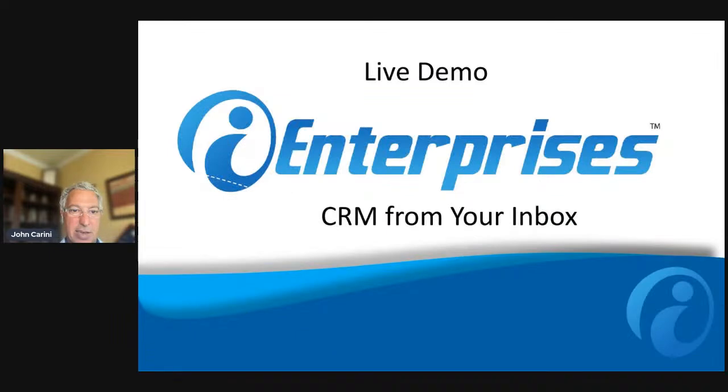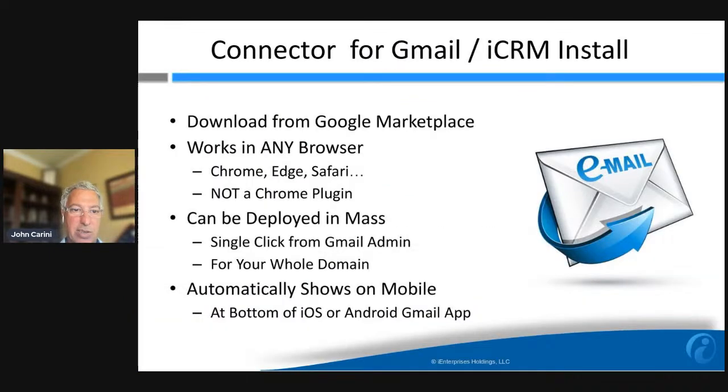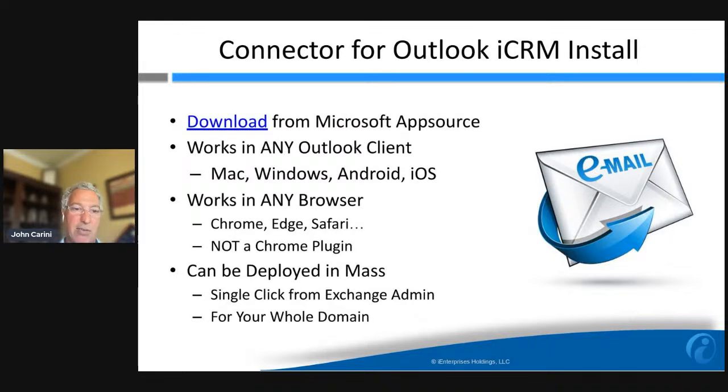So let's just go through the install stuff. Again, to install the Gmail or iCRM connector, you just go to the Google Marketplace, the plus sign at the bottom right, you search for Salesforce connector or iCRM, install it, and it just kind of works. You can deploy it in mass and so on. For Outlook, it is from Microsoft AppSource, but it's just get add-ins from Outlook. Or if you're the Exchange admin, you could deploy it in mass as well.